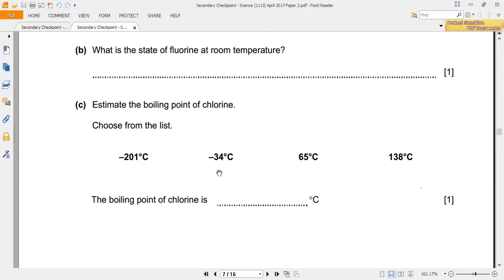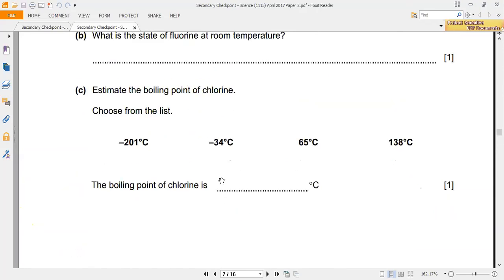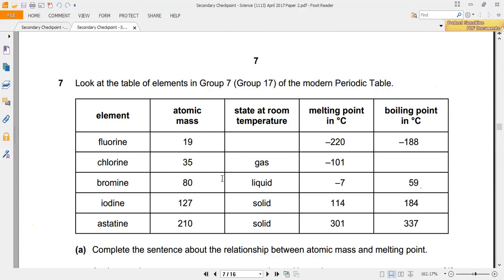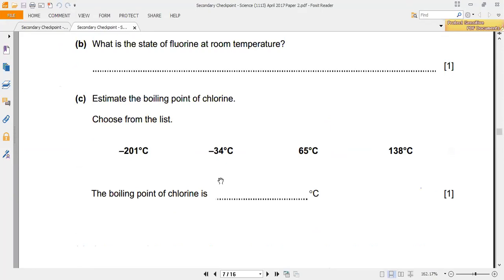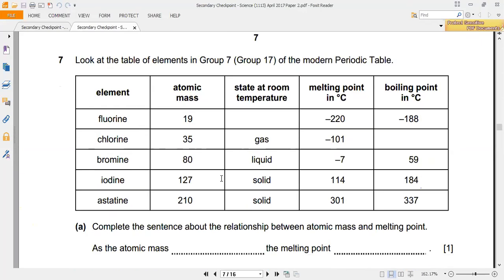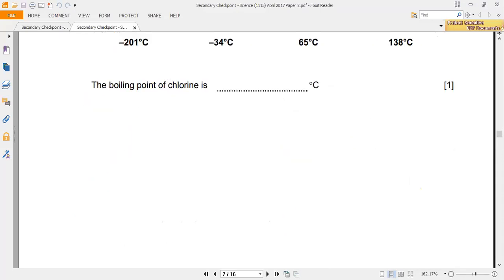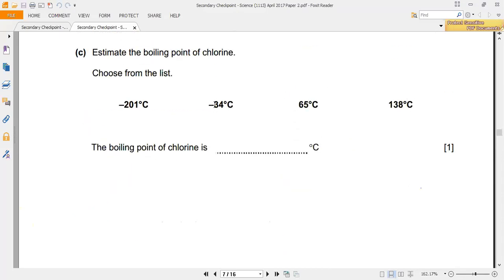Yeah, he gave it to you already. Of course, minus 34. Why? Because it's in between minus 188, which is fluorine. So it will not be minus 201, because it's less than this number. And of course, it will not be 65 or 138, because those are more than the boiling point of bromine, which is below chlorine in the group. So it's in between both of them, and the accepted valid marking point is minus 34 degrees Celsius.